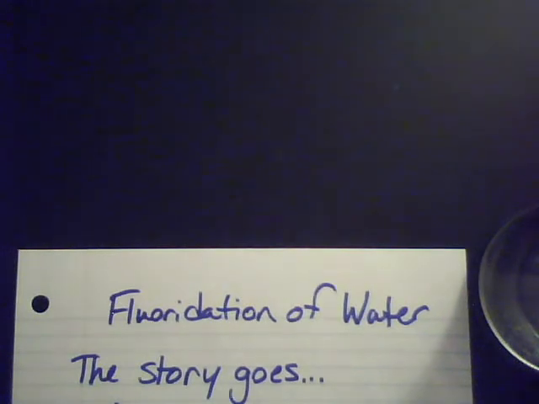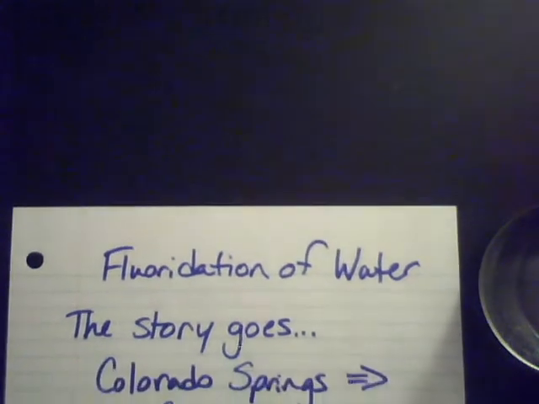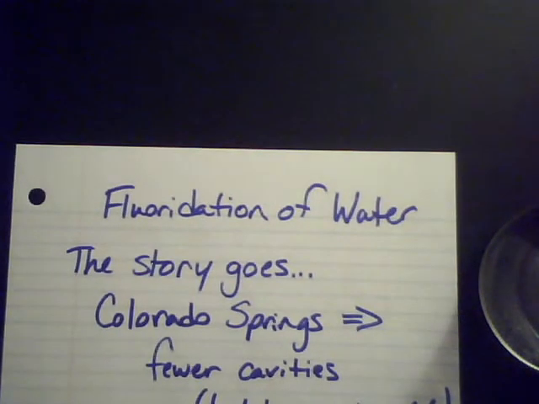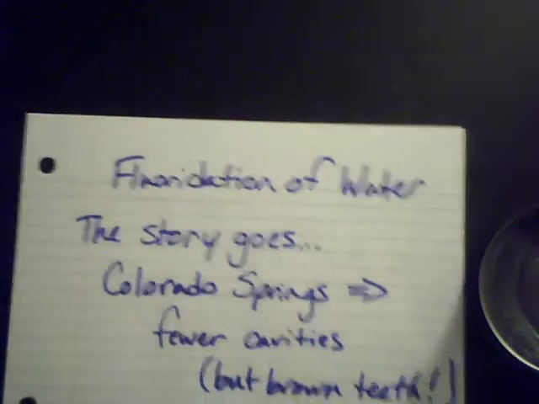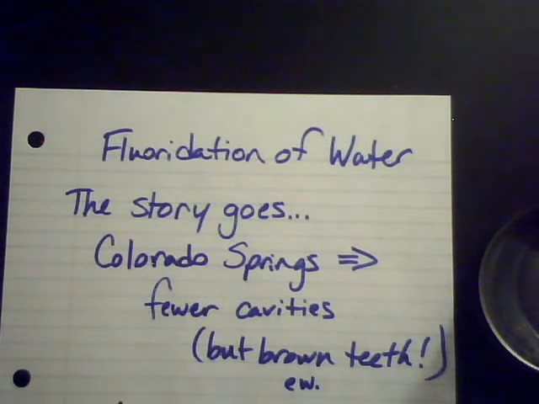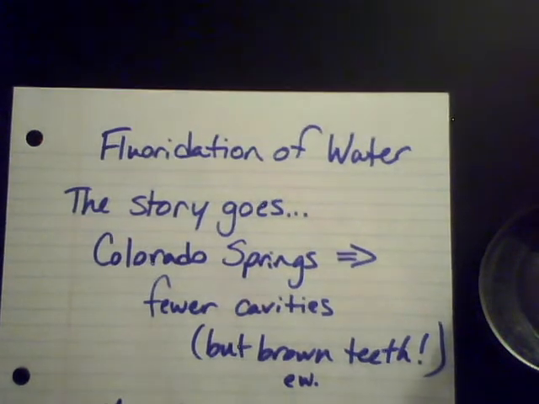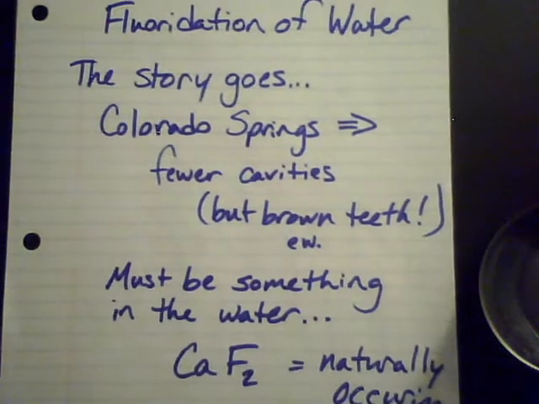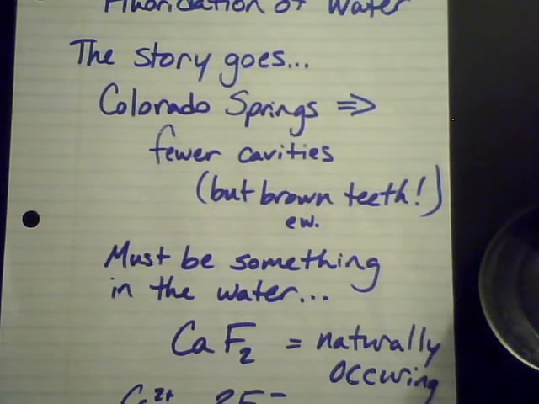And the story goes, and you guys saw this in the essay, that in Colorado Springs, of all places, there were fewer cavities. So they found that the people there had fewer cavities, but they kind of had brownish teeth. So that was a good thing, I think, overall. And so they looked at it and they studied it and they said, well, there must be something in the water. And what they found when they looked was that the something that's in the water is calcium fluoride.